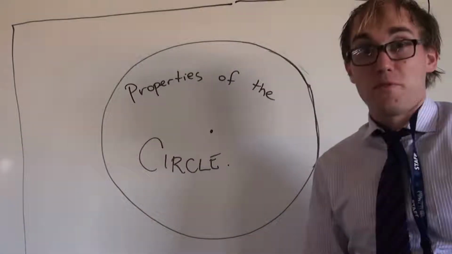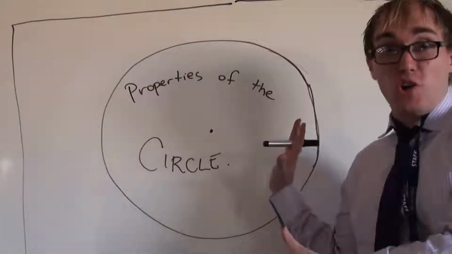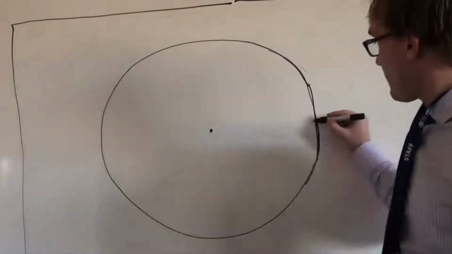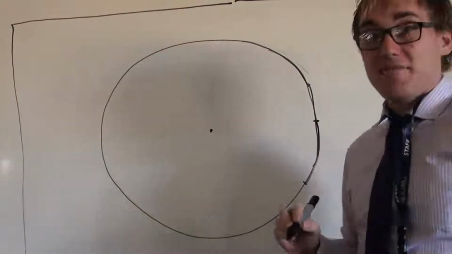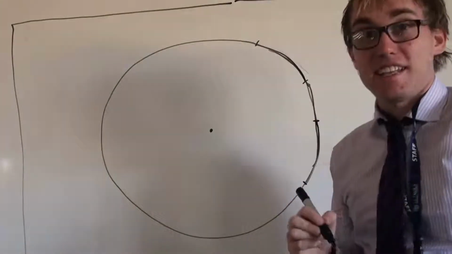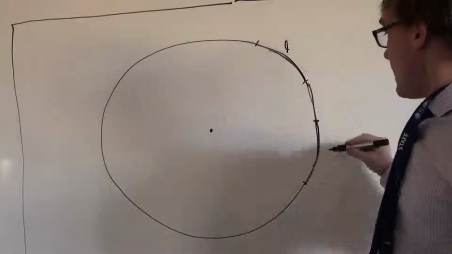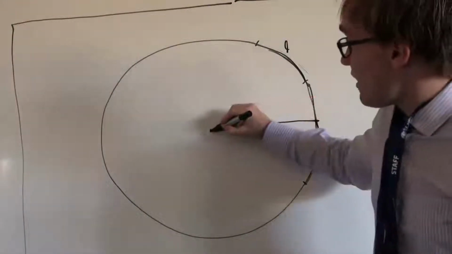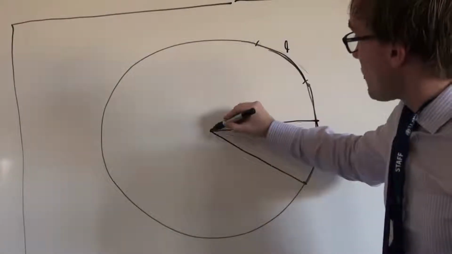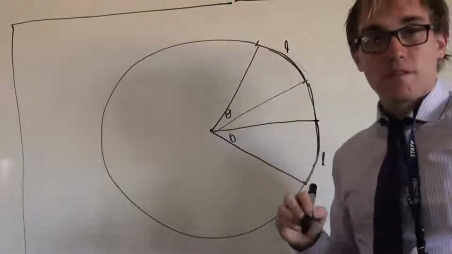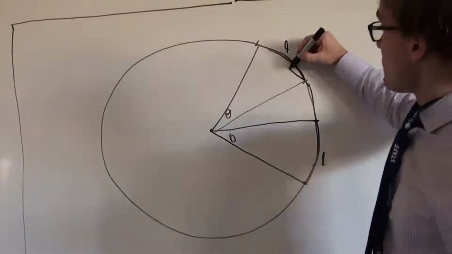I'm just going to tell you some of the properties of the circle. If you have an arc of a circle, say here to here, and an equal arc here to here, perhaps that's L, that's the same L, the angle at the center is going to be the same. The chord is also going to be the same.